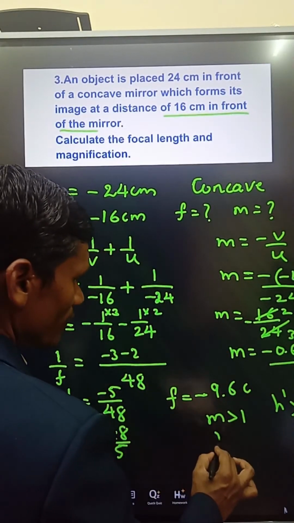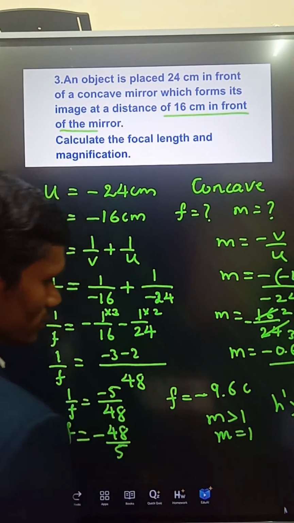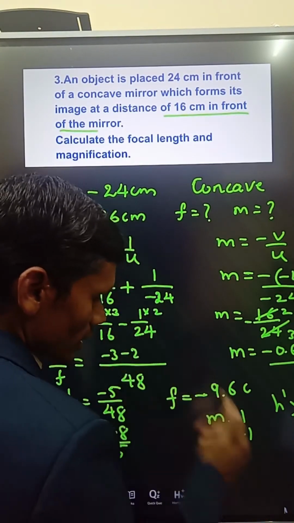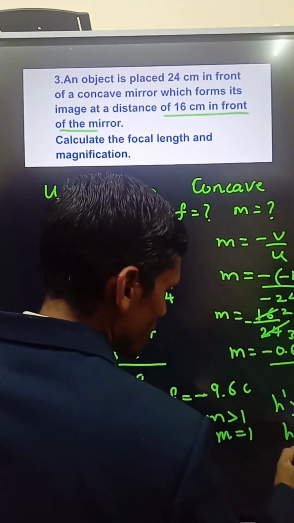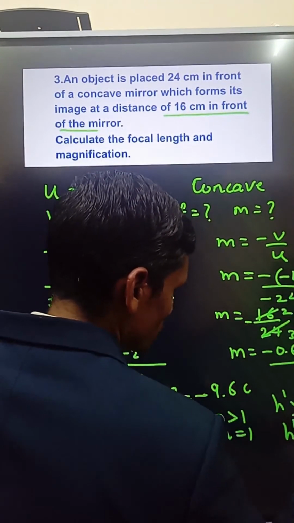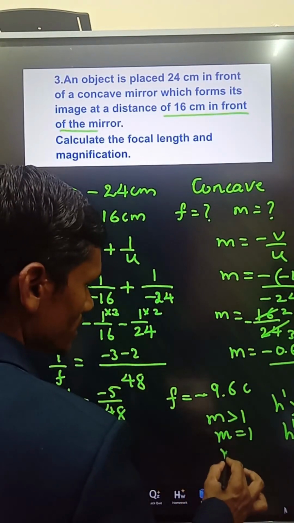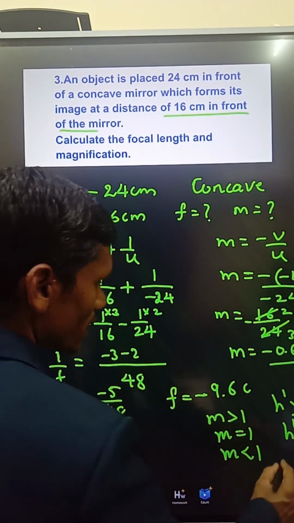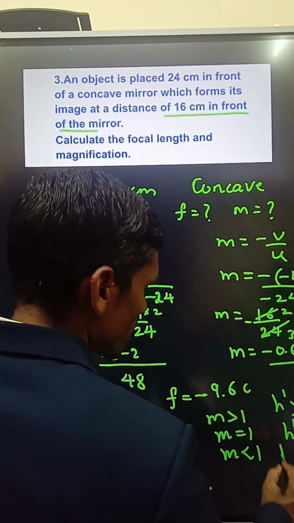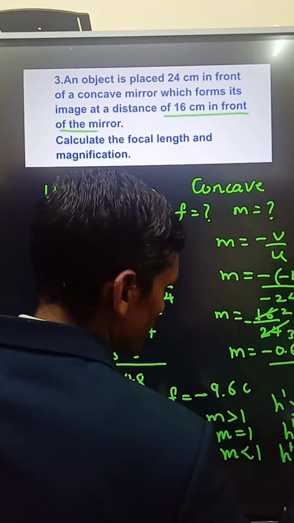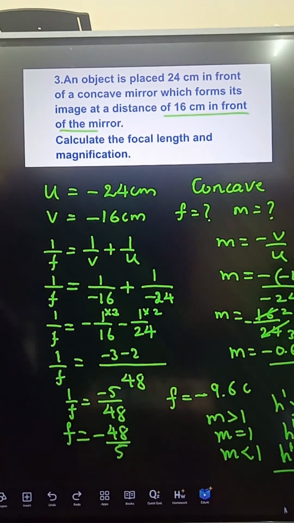So if the magnification is equal to 1, then what can we say? We can say the image height and object height are both equal, right? Next, if the magnification is less than 1, then the image height is less than the object height. So these are the three conditions.